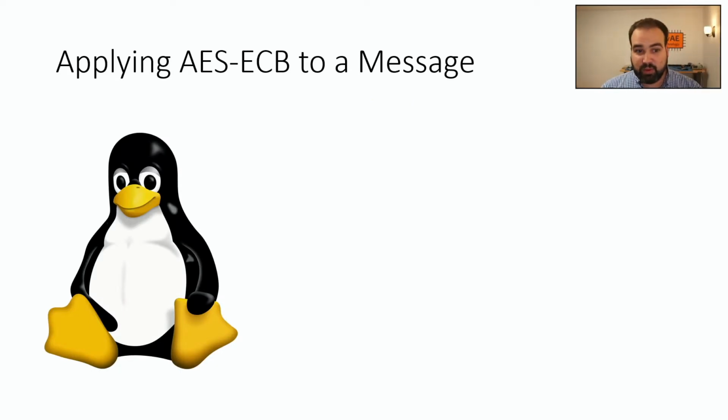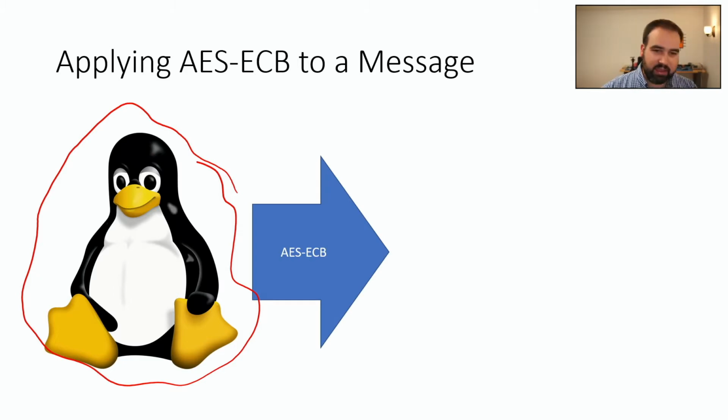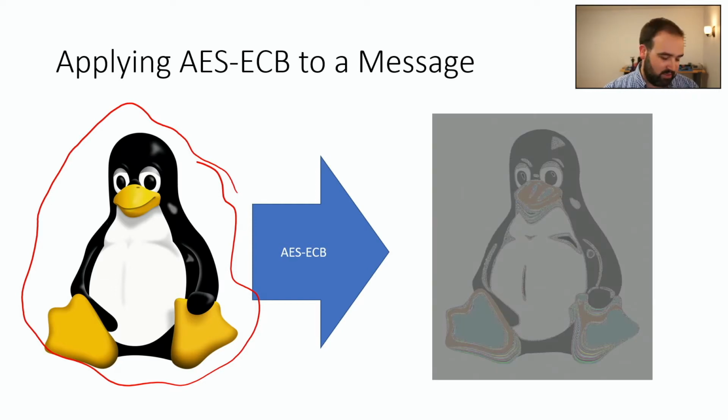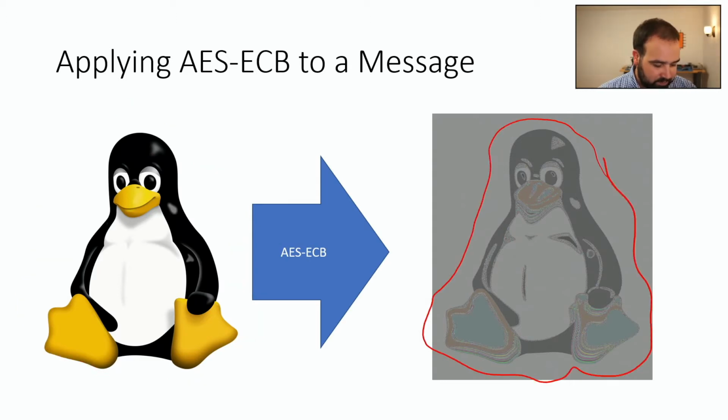We can see this very obviously if we take this kind of famous example that's used in a bunch of spots. We take this friendly penguin here. This is the Linux Tux, if you haven't seen that. We take this friendly penguin, we apply AES-ECB in order to hide it from our adversary, and we get a scrambled image. Oh no, right? This looks almost exactly like the penguin. What happened? That doesn't look encrypted at all.